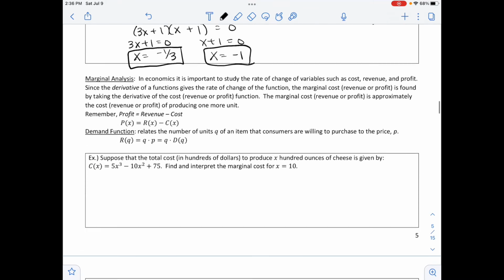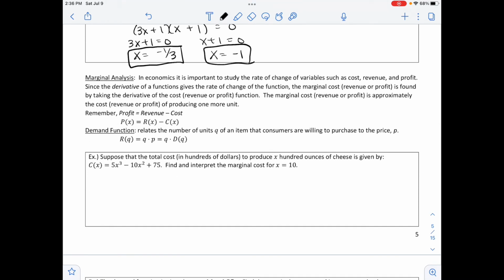Right below this, we have marginal analysis. It says in economics, it's important to study the rate of change of a variable such as cost, revenue, and profit.